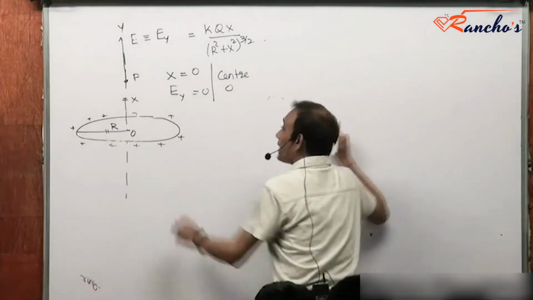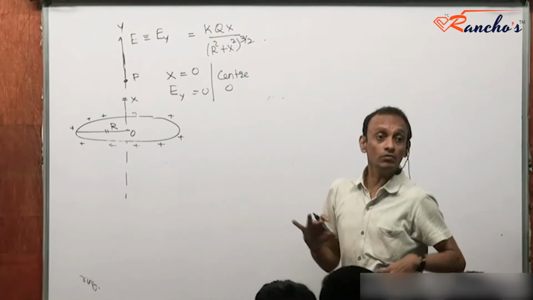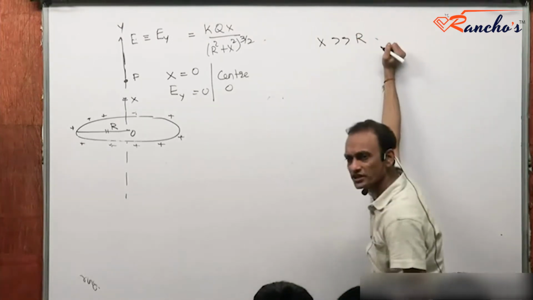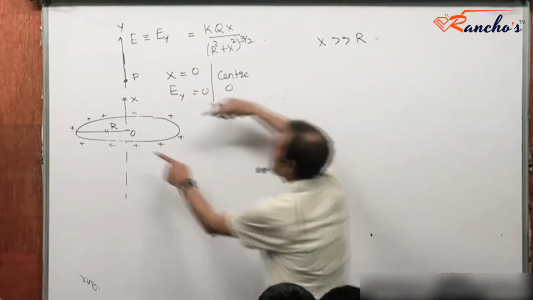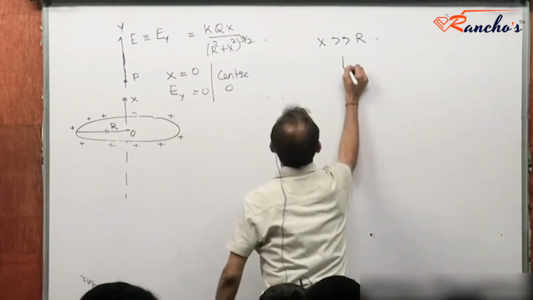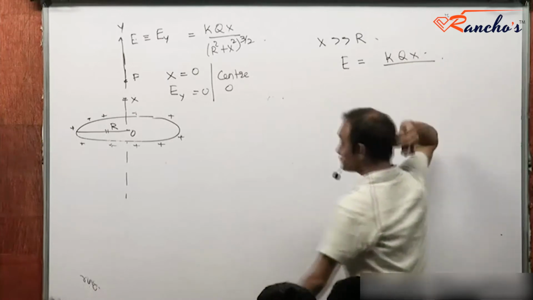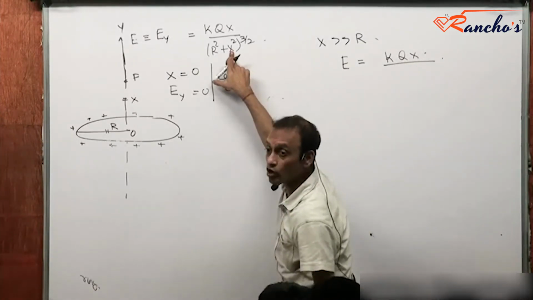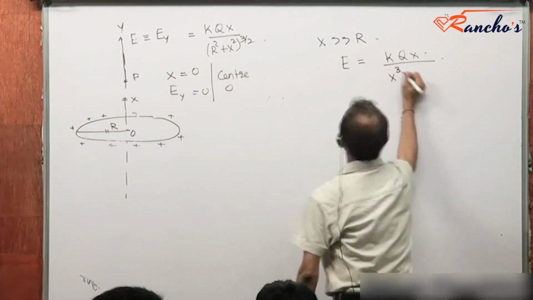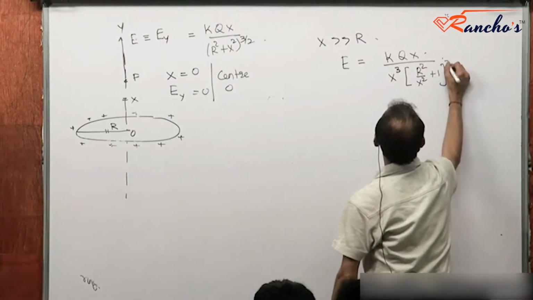Now, what happens when you go very, very far away from the ring? Let's say when x is much larger than the radius. When x is much larger than the radius, what happens to the electric field? Let's explore that. Now, electric field E is kQx. What I do is, I take x squared common from this. When it comes out, it will become x cubed, so x cubed times (R squared by x squared plus 1) to the power 3 by 2.